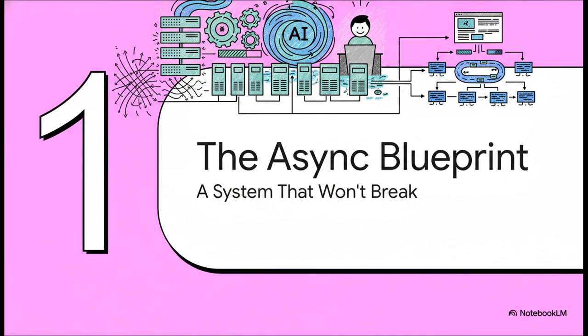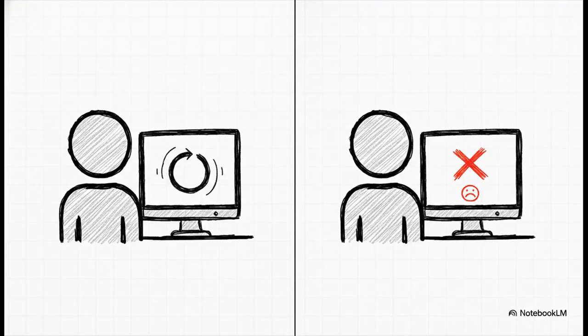Look, if you try to run a heavy AI task on a normal, everyday web server, you're going to have a really bad time. That's why we need what's called an async blueprint, a system that's literally designed to handle these slow, heavy jobs without ever making your user think the website is broken. Here's exactly why the old way just completely fails.